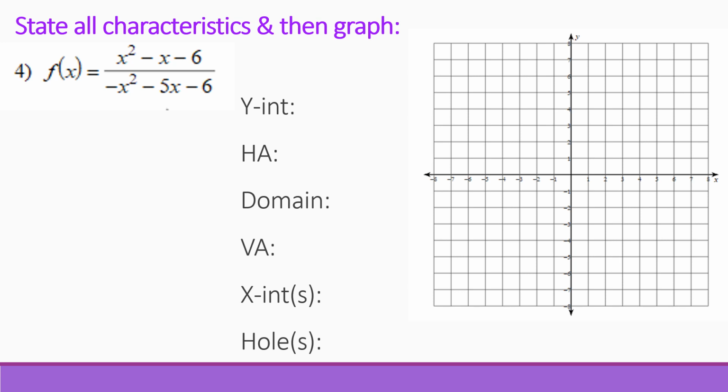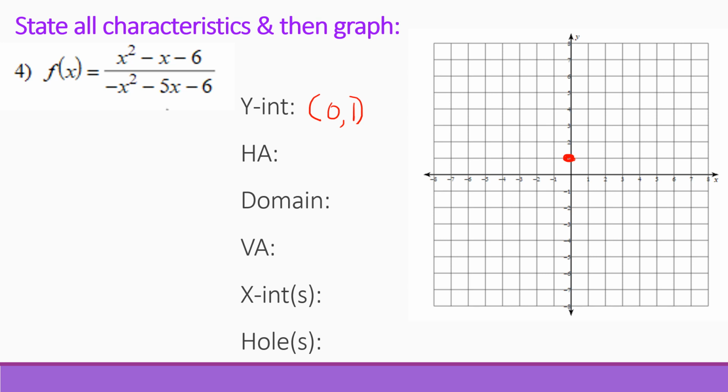Our next example, f of x equals x squared minus x minus 6 divided by negative x squared minus 5x minus 6. Again, the first thing I'm going to look for is my y-intercept. I let all of the x equal 0 and simplify for the y value. Negative 6 divided by negative 6 is positive 1, so my y-intercept is at the ordered pair 0, 1. I'm now going to look for the horizontal asymptote.